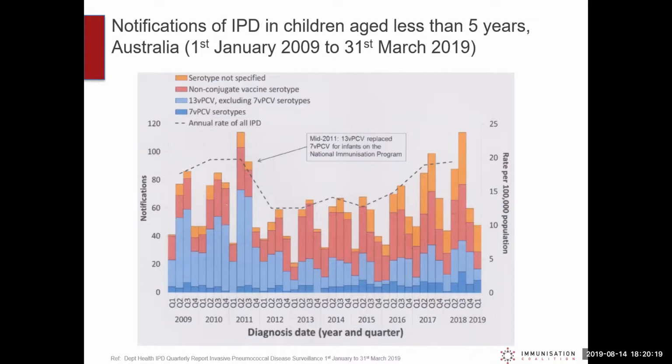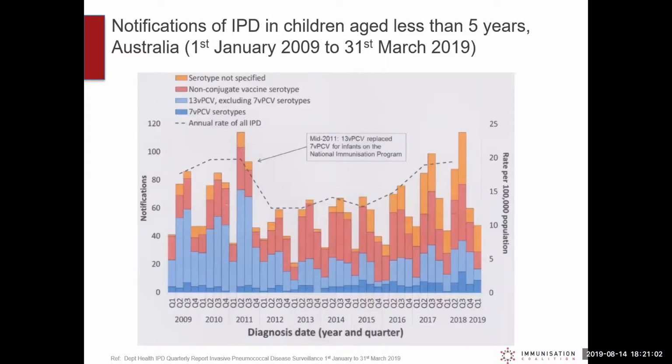So this is children less than 5 years of age. So these are the children that should have received 13-valent pneumococcal vaccine, or Prevnar 13. Certainly you can see when 13-valent replaced the old 7-valent Prevnar on the National Immunisation Program. And that replacement of the 7-valent with the 13-valent certainly made quite a significant difference in the serotypes that are causing disease in young children.